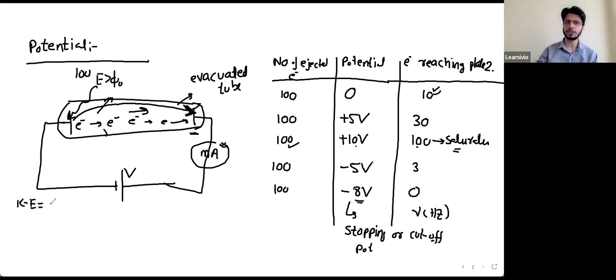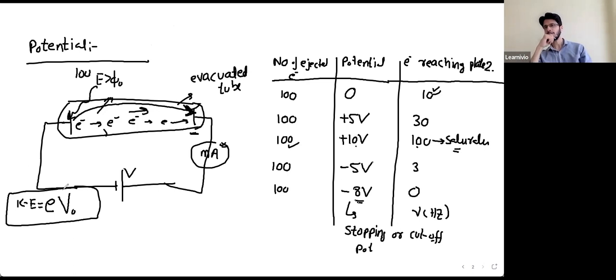How do we calculate energy? Electronic charge multiplied by the potential. V naught is the stopping potential. So this is the relation between kinetic energy and stopping potential, where kinetic energy is charge multiplied by stopping potential.